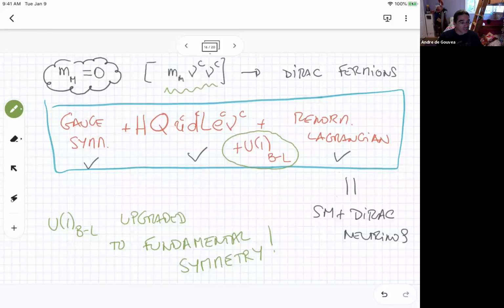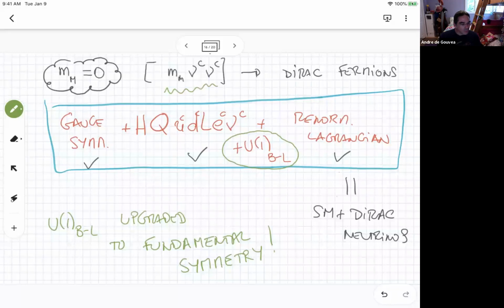So another question, are there any experimental tests about constraining the violation of U1 B minus L? Absolutely, and that's what I'll talk about. And there's going to be sets of lectures that will discuss this from the experimental side. And I will try to introduce this, I'm assuming not today because I'm running out of time.